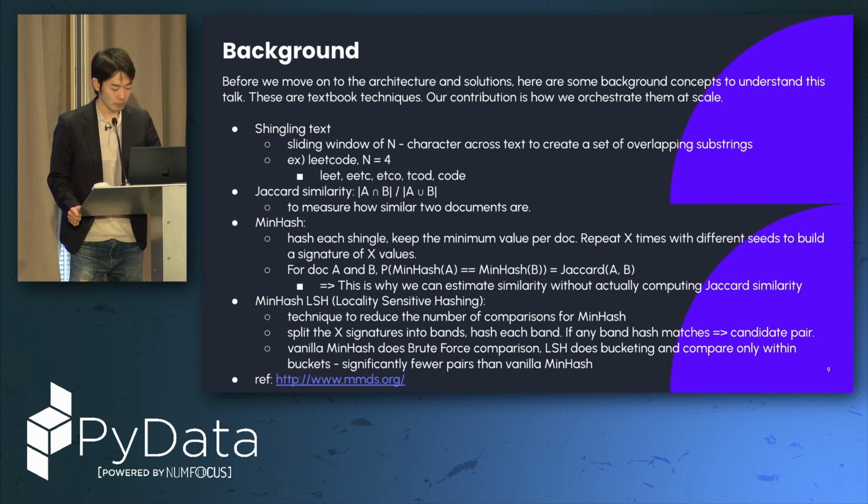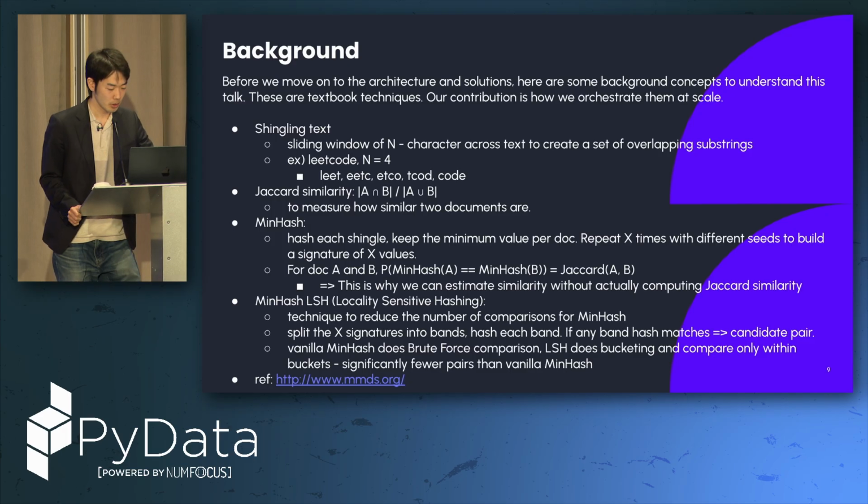And then lastly, we have MinHash LSH. It's called locality sensitive hashing. This is the technique to reduce the number of comparisons for MinHash. The idea is that we're gonna split the X number of MinHash signatures into bands. So assume that you have 64 MinHash values. You're gonna split into 8 bands where each band contains 8 MinHash. We're gonna take a hash on top of these 8 MinHash, and then we're gonna call it the band hash. So the idea is that if any of the band hashes match, we're gonna call it a candidate pair.